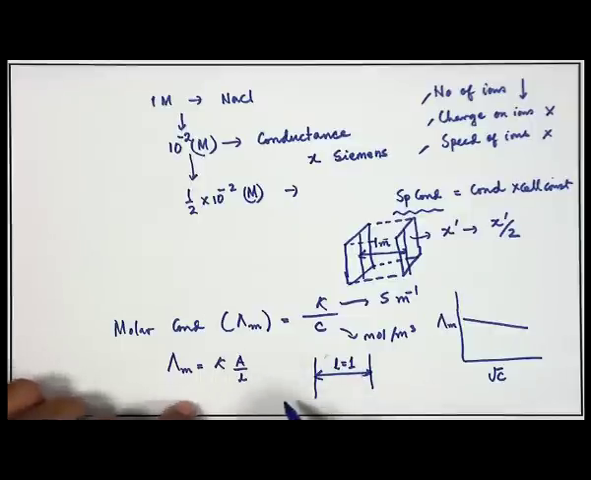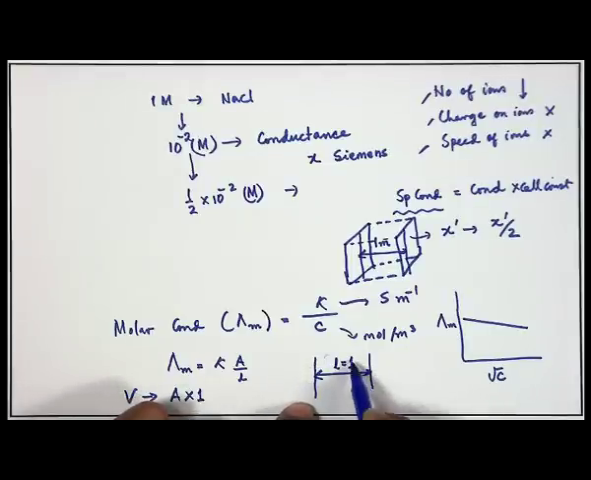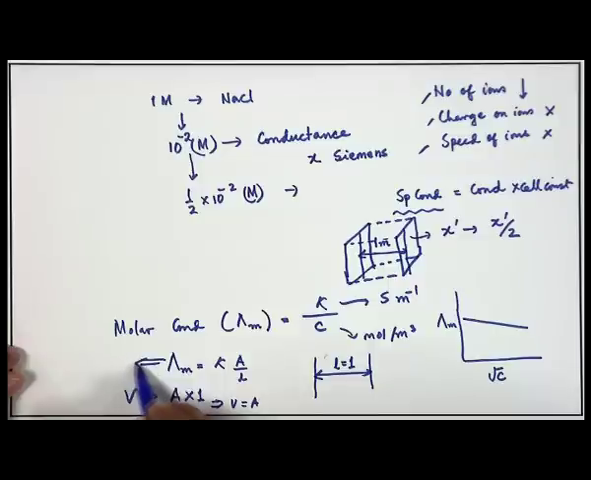So, therefore, if the volume of the solution is V, then effectively V is equal to A into 1, because A is the area of the electrode, because you have to place your entire solution in between 2 electrodes separated by unit length, and there is no restriction on the area of the electrodes. So, area is freely changeable depending on the dilution of the solution. Therefore, you can write V is equal to A. So, from here you can write lambda m is equal to kappa into volume.